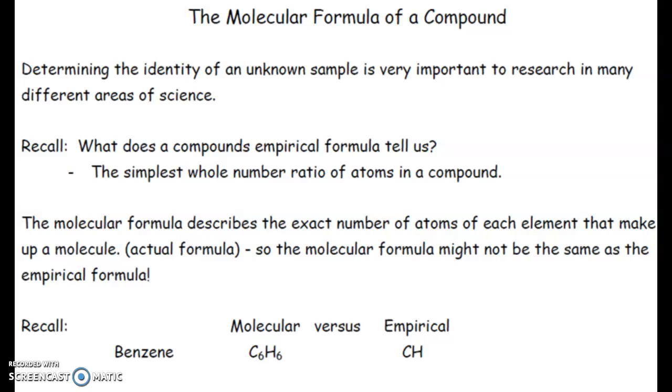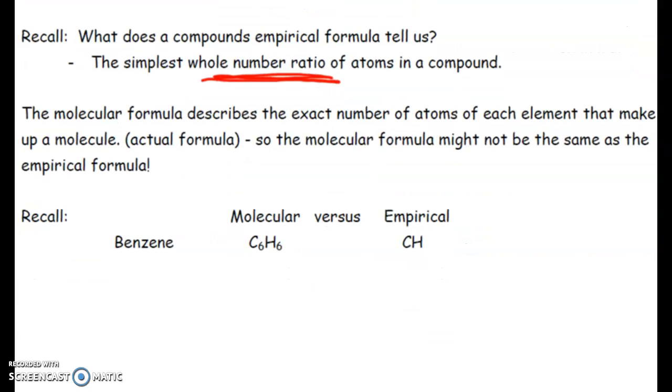So what we're looking at here, of course, is that when you look at an empirical formula, we know that it tells us the simplest ratio of elements. But it doesn't necessarily tell us the exact number of elements. Remember, that's the actual formula or the molecular formula. Sometimes you'll see the molecular formula referred to as the actual or true formula of a compound.